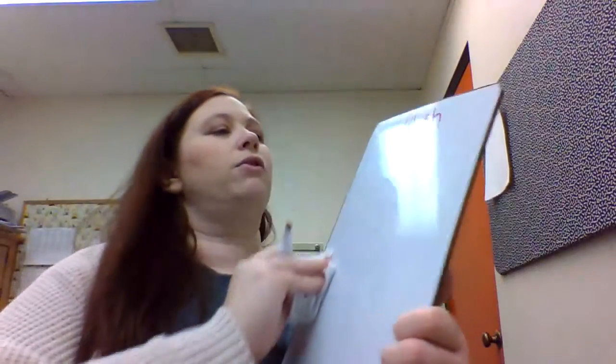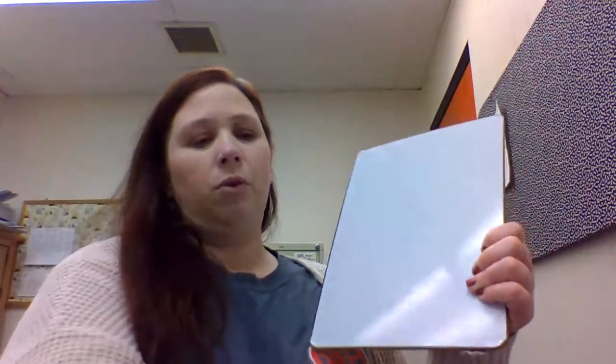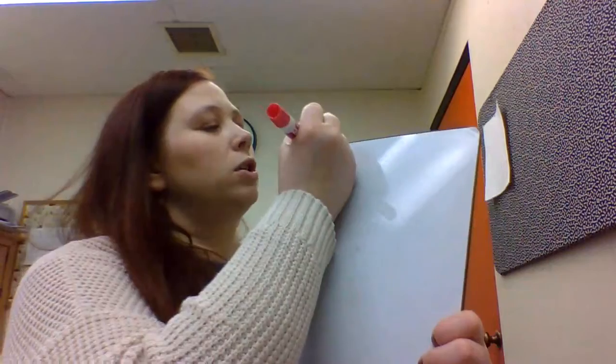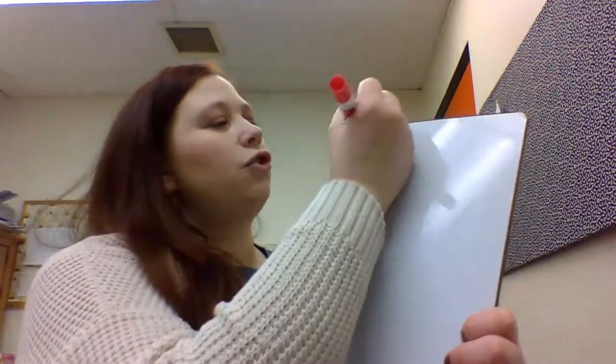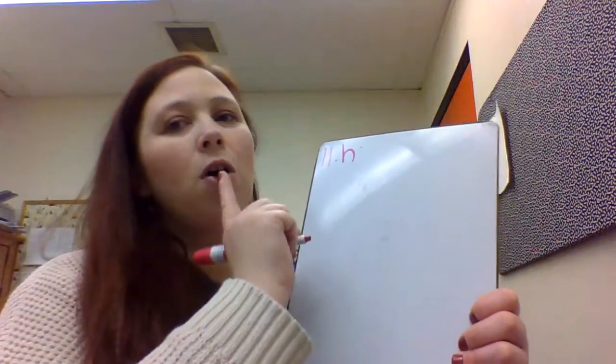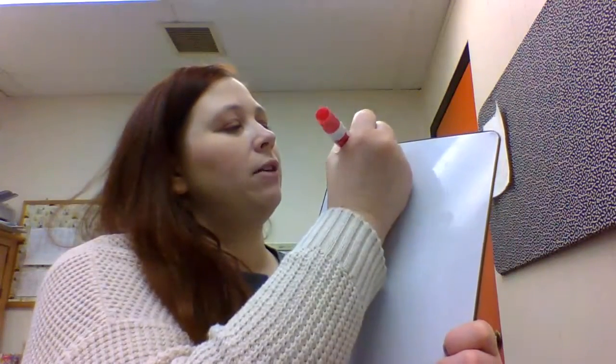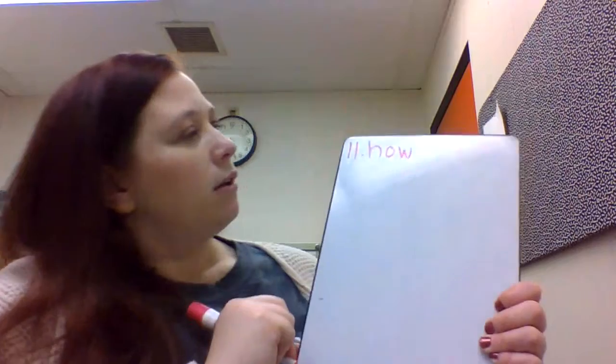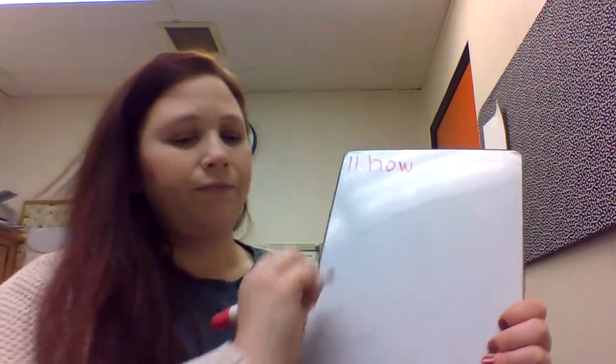Today we're going to learn about this new vowel pattern. Oh, but first we're going to practice spelling a couple of words. Number 11, let's spell how. H. And then our diphthong OW is in that final position, so it's OW.